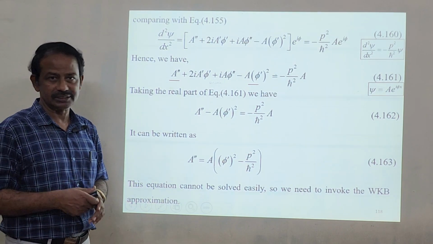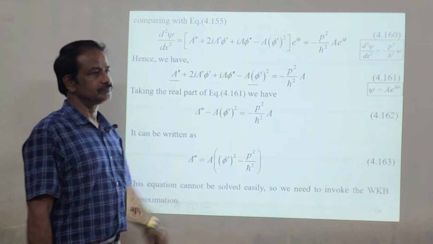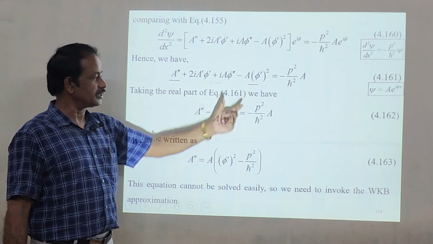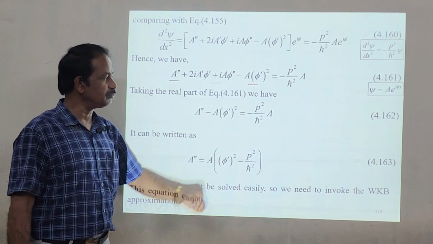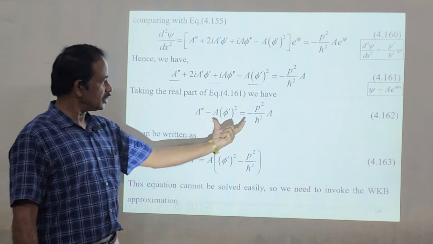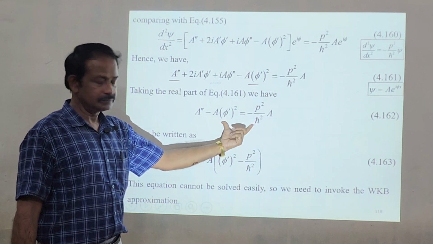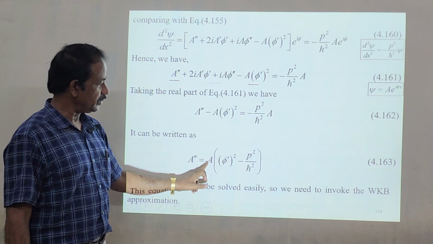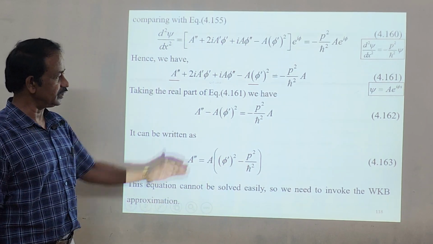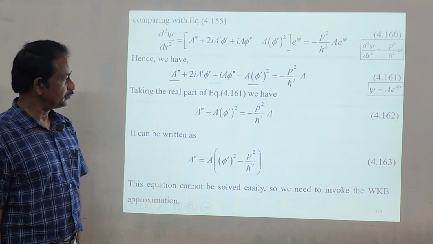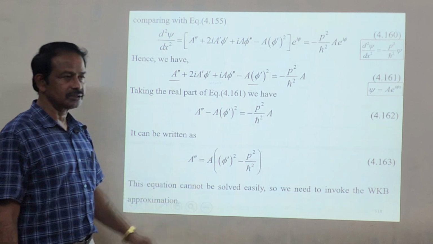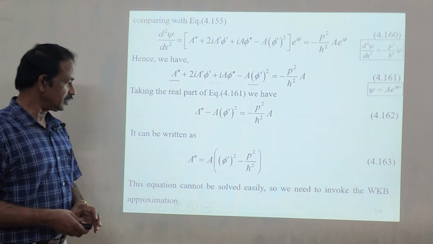Now we take real part with real part, imaginary part with imaginary part. We will have two solutions. First we will take the real part. So this is your real part and this must be your real part. So the real part is equal to minus p squared by h bar squared A. Is it okay? Now from these two terms we can pull A out. So A double prime equals A within bracket, you have these two terms. Very simple one. You just take this term to the right hand side and pull A out, you will get equation 4.163.